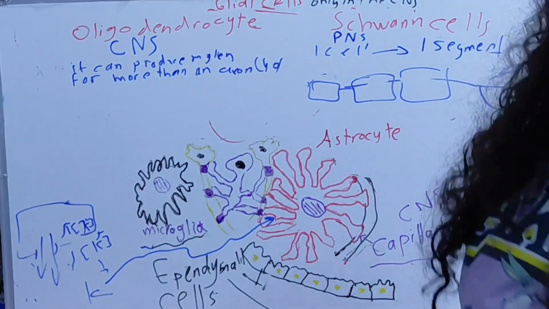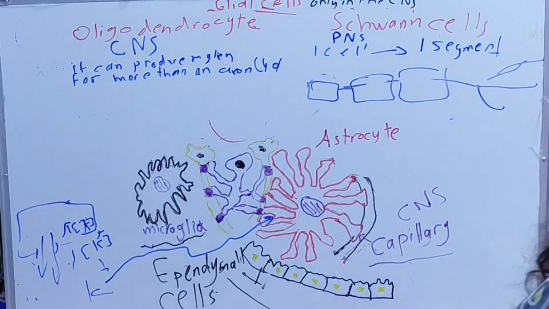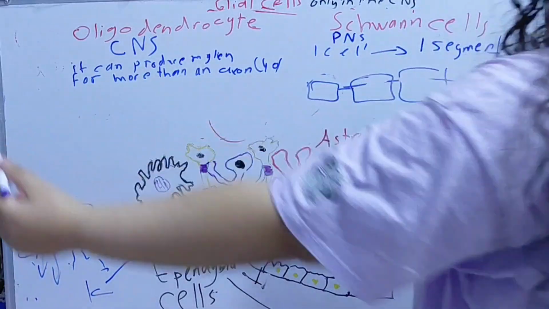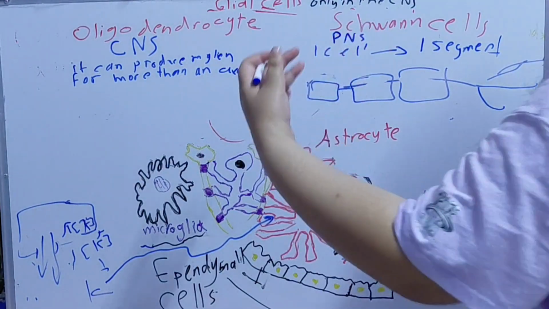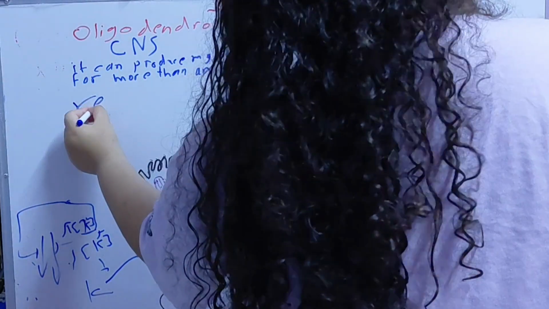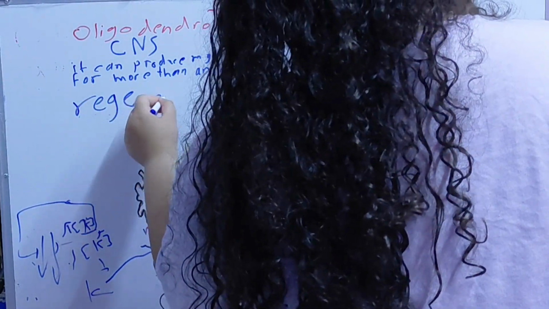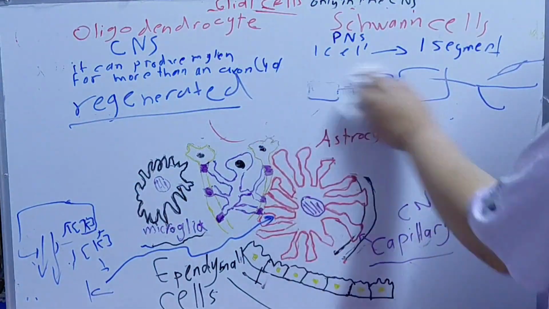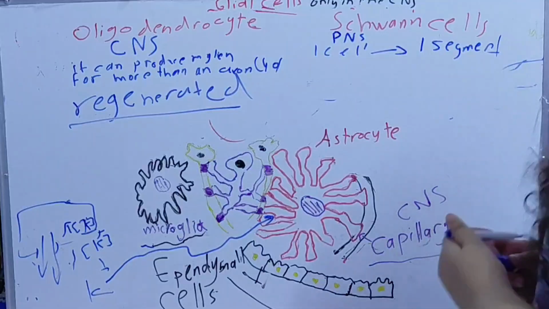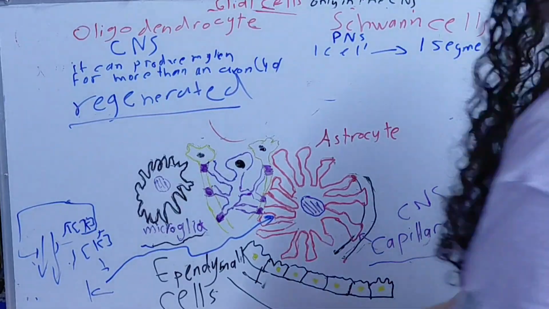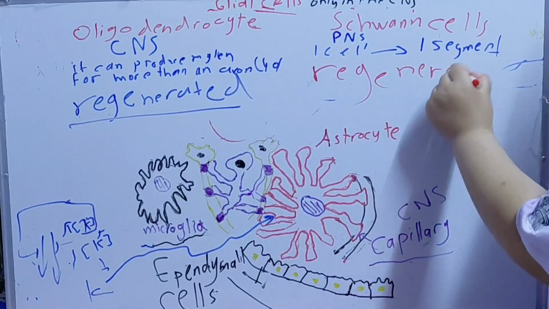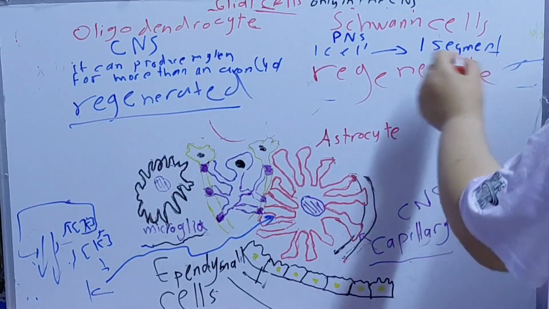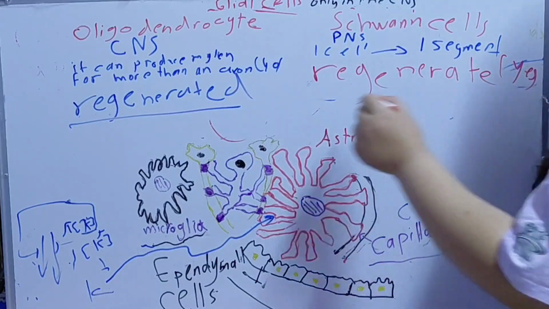The third thing, which is very, very important, and I really want you to focus here: if oligodendrocytes are damaged by any cause, they can't be regenerated. They usually can't be regenerated at all, and it's very hard to get them back. However, when you damage Schwann cells, it's not easy to regenerate them, but at least it's possible.